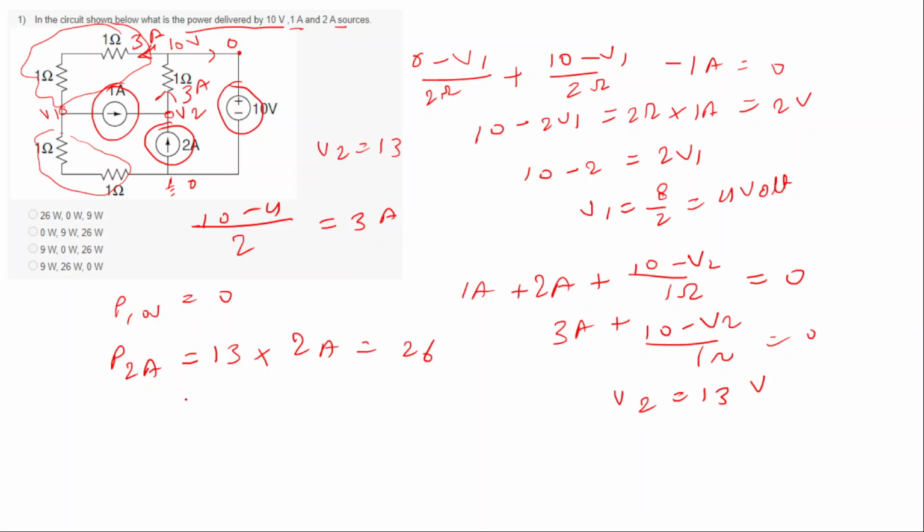just wait, so the voltage across this source is V2 minus V1, 13 minus 4, which equals 9 volt. So the power across the 1 ampere source will be 9 volt multiplied by 1 ampere, which equals 9. So which option will be correct? The 10 volt power is 0. So actually you can get the answer just by solving this, like initially you can get the answer.